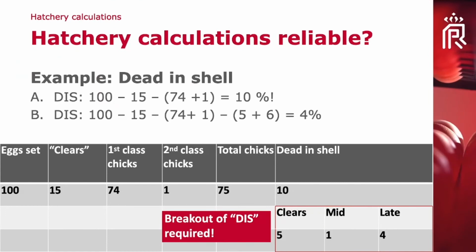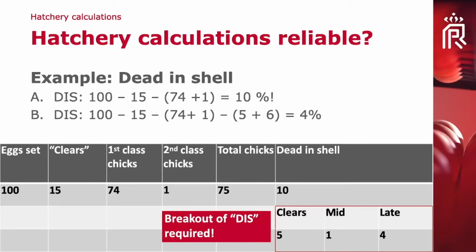But if we did a breakout again on these dead in shell, maybe we were to find out that the dead in shells were not all late deads. We could actually find that there were 5 clears in this example and 1 mid dead. These are not really considered with the dead in shells. They shouldn't be calculated.